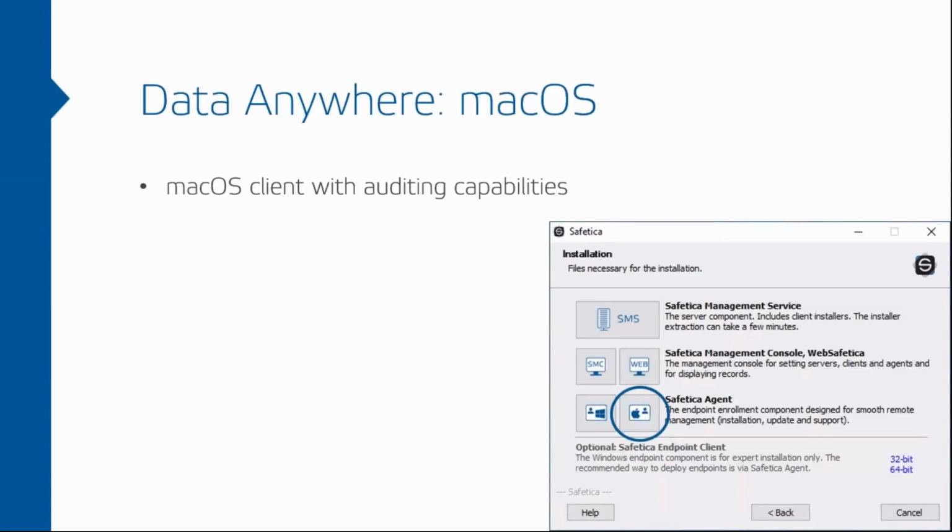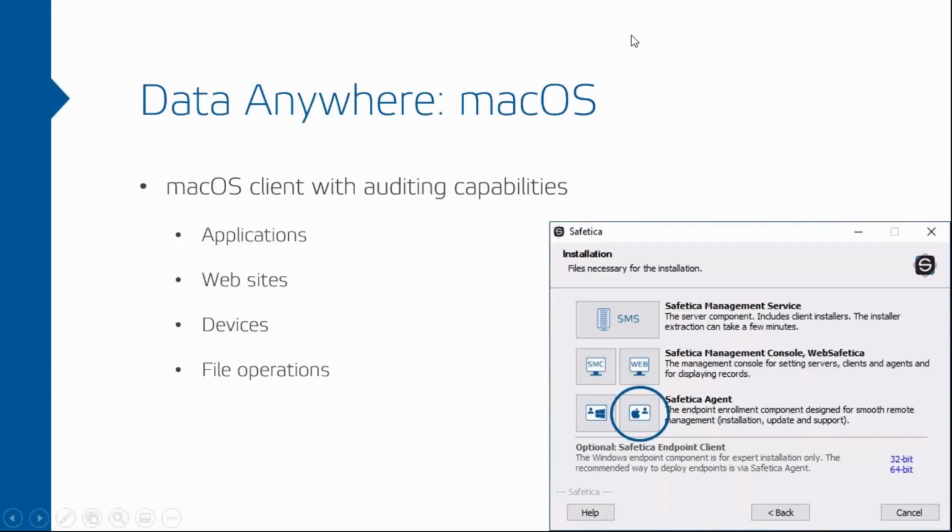What we are bringing in this first version of the macOS client is auditing capabilities for what kind of applications are running on the device, what kind of websites the user is visiting on the device, and what kind of devices were connected to the macOS device, such as flash drives, etc. And we also audit file operations. That means what kind of things the users are doing on the computers, and what kind of operations happened.